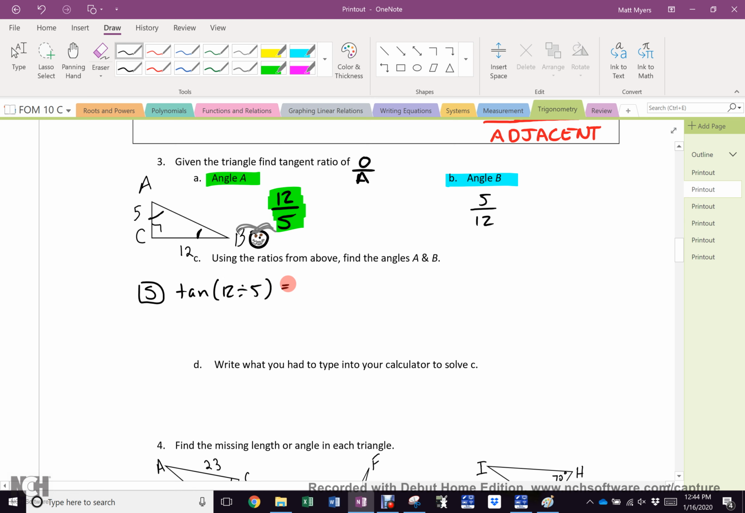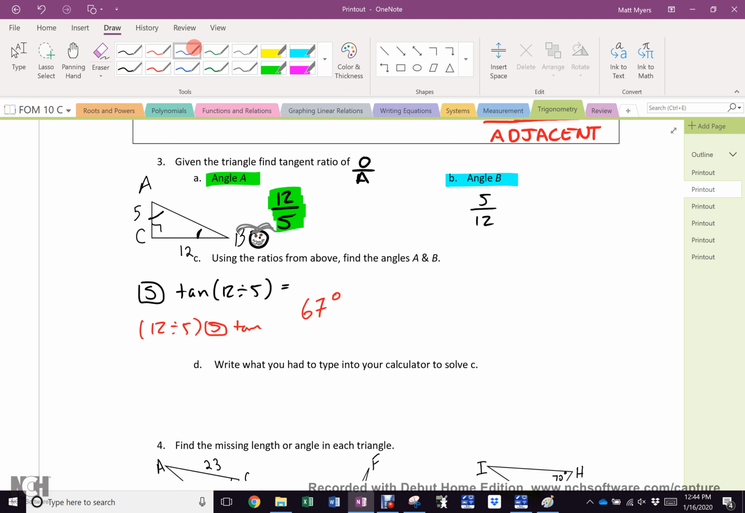What if you have a forward calculator? What do you think you're going to do? Or a backwards calculator, like the 5 of you that have backwards ones. You do bracket 12 divided by 5, bracket shift tan. And you will not have to hit equals. And what do you get for angle A? How big is it? 67.3, so 67. Right? Now we know that if this is 67 and this is 90, this has to be 23, right? Because it's got to add up to 180.